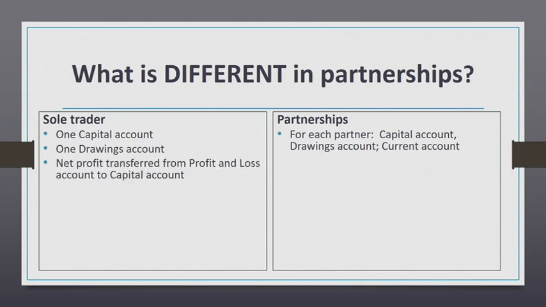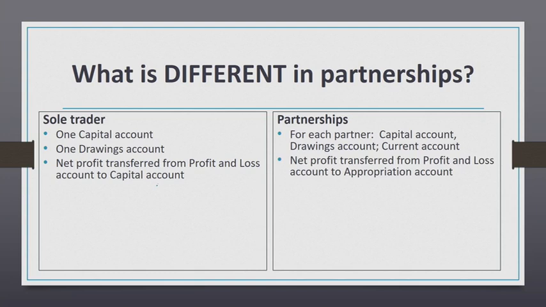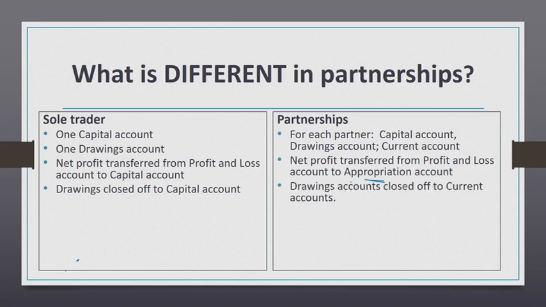The net profit in the sole trader was transferred from the profit and loss account to the capital account, because the capital account was the account of the owner, and the owner was the sole trader, therefore he received the full net profit. But now in partnerships, the net profit will be transferred from the profit and loss to the appropriation account. So there's a new account, appropriation account. Then the drawings, we usually closed off to the capital, but now we close off the drawings accounts to the current accounts of the partners.